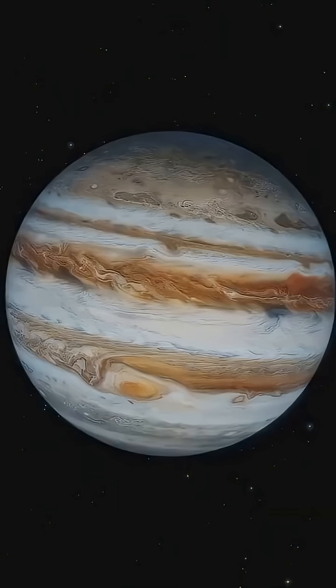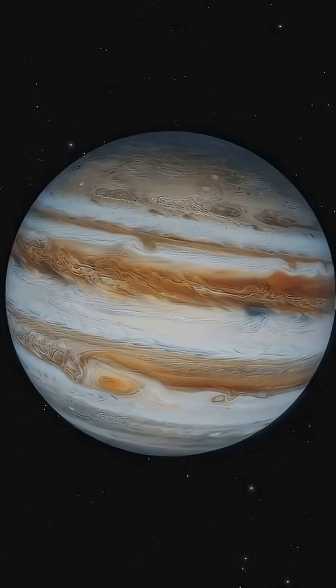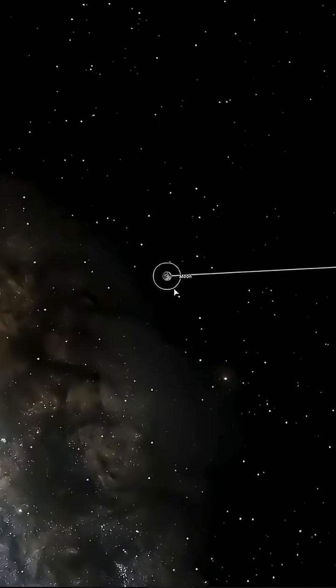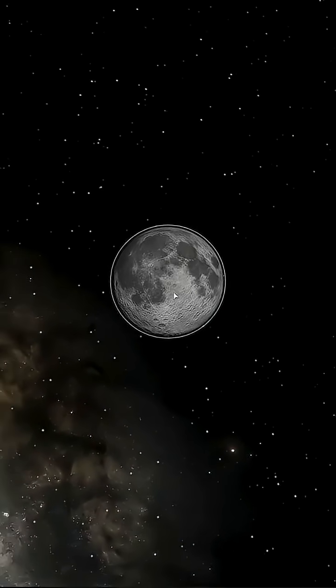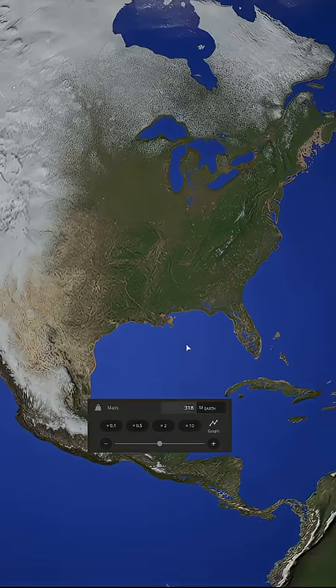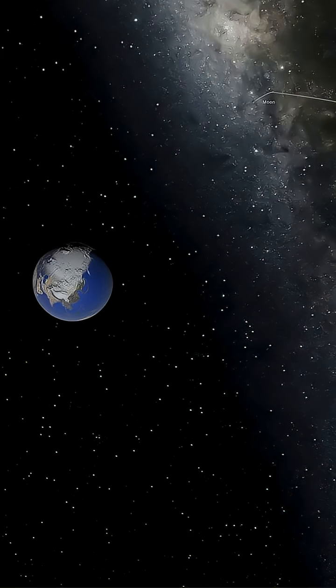This is Earth. This is Jupiter, with a mass 318 times that of Earth. First, we simulate an Earth-Moon system. This is the Moon, Earth's largest satellite. Now, we increase Earth's mass by 318 times to match Jupiter's.